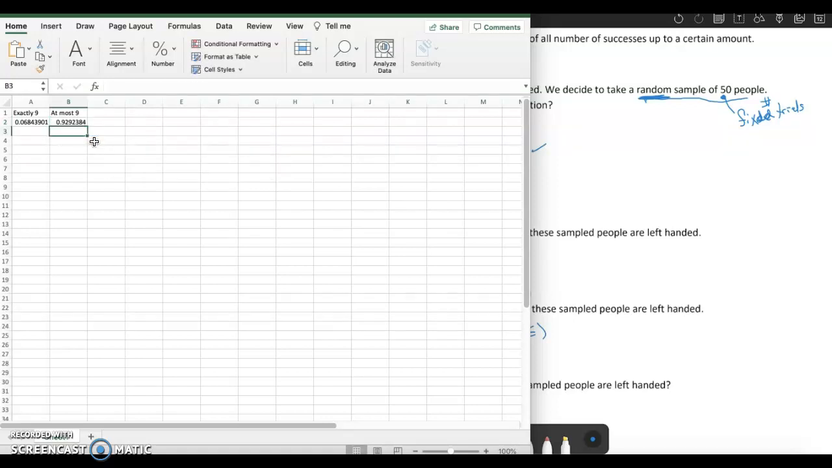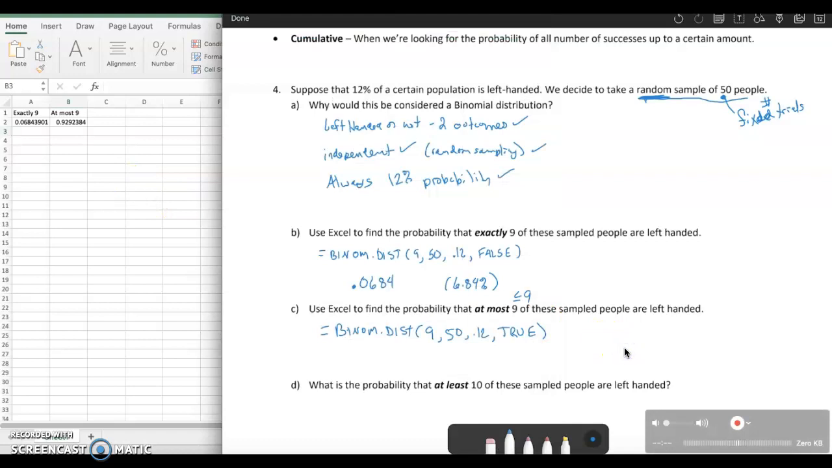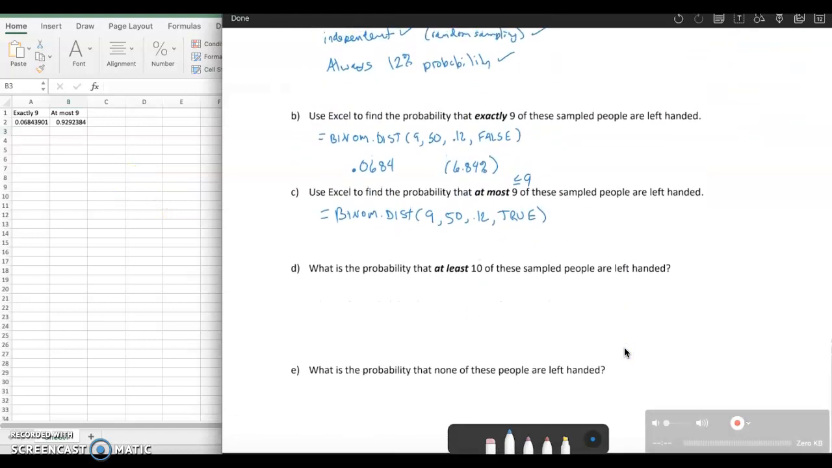So look at how big of a change that made. There is a 0.9292, or 92.92% probability that you will get something up to 9, but not over 9. Okay, so it's very likely that out of these 50 people, you're going to get 0, 1, 2, 3, 4, 5, 6, 7, 8, or 9, somewhere in there, people coming back left-handed, something less than or equal to 9.